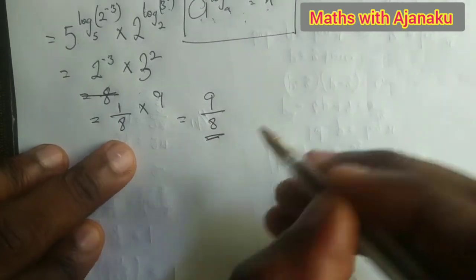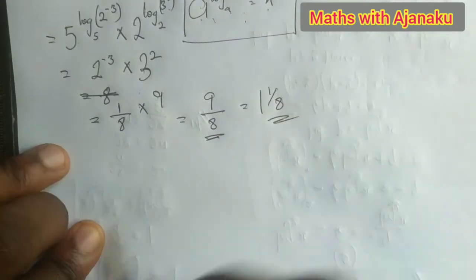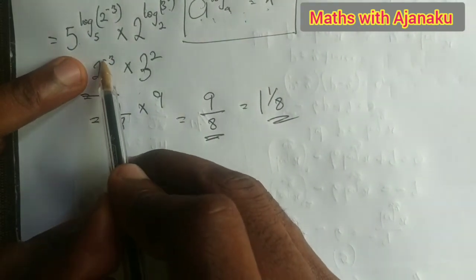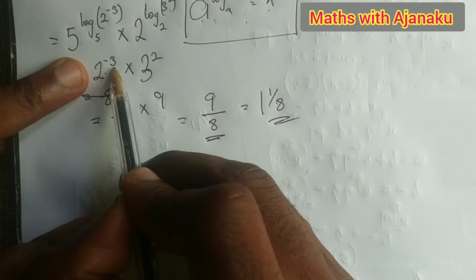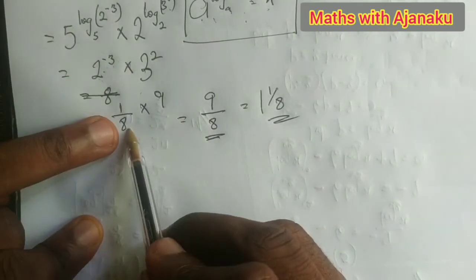My final answer is 1 over 8. So this means, from our indices, 1 all over 2 raised to power 3. 2 raised to power 3 is 8. So that's 1 over 8. That's how we got 1 over 8.